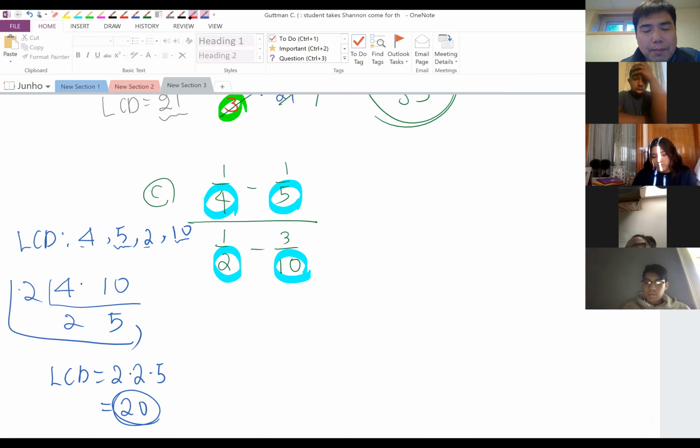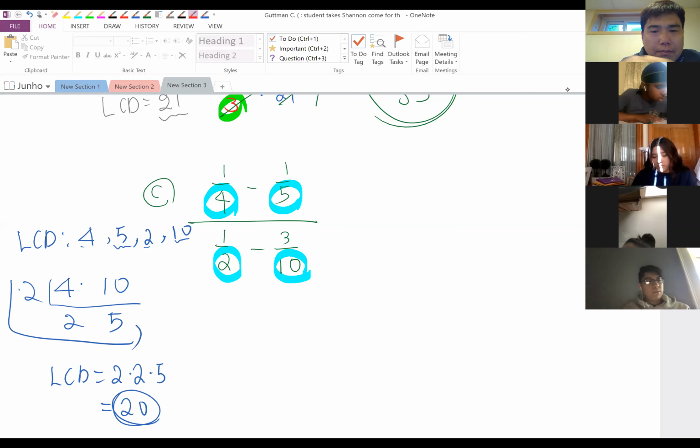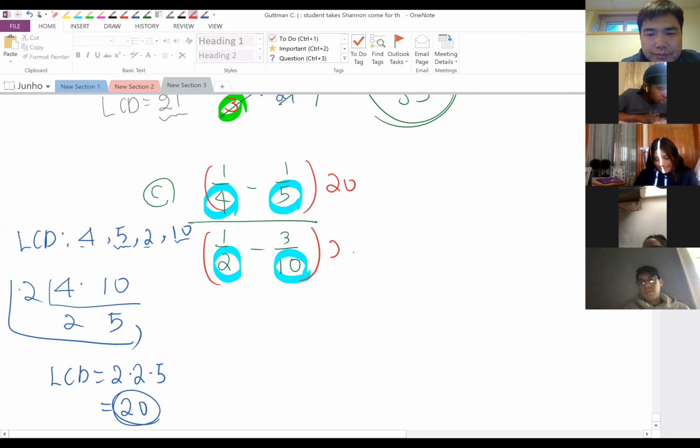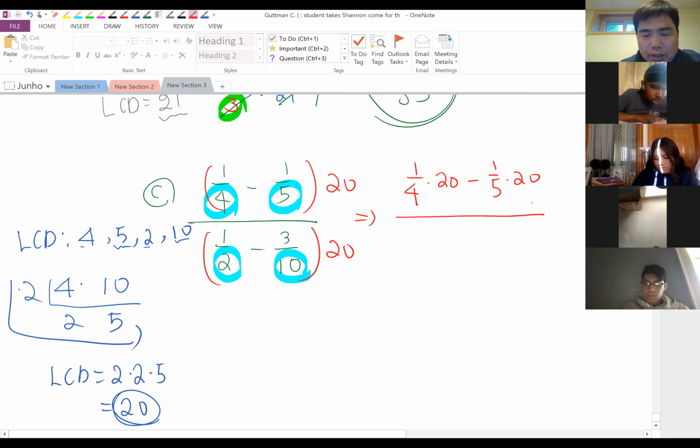Now, what was the second step? The same thing for 2 and 10. Yeah, we multiply 20 to every fraction. So multiply 20 to every fraction here. Then this comes out as 1/4 times 20 minus 1/5 times 20 over 1/2 times 20 minus 3/10 times 20.